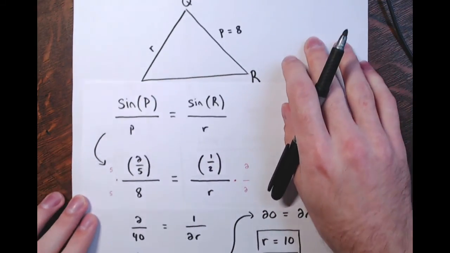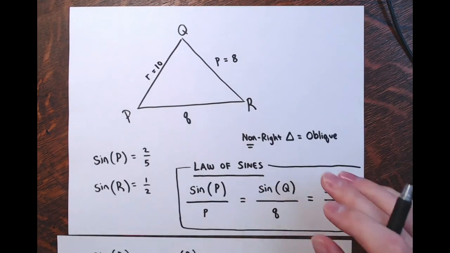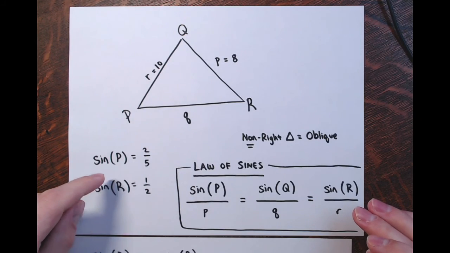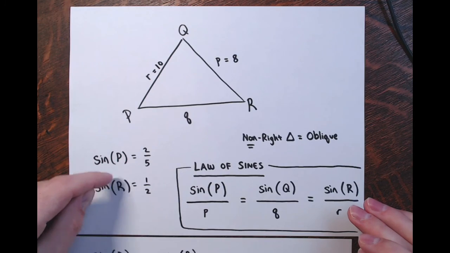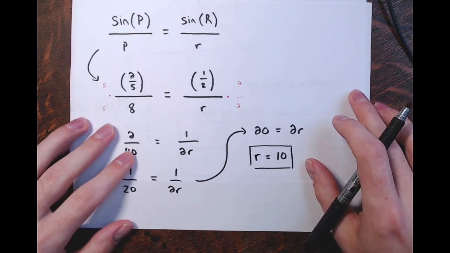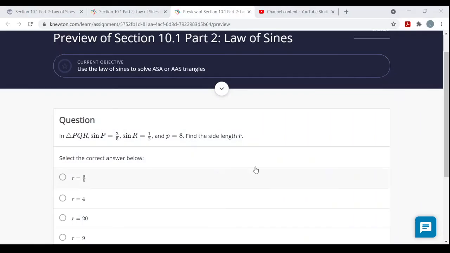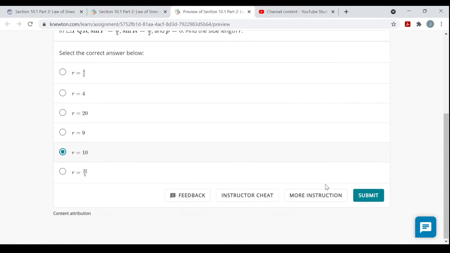All right, little r back in my triangle up here would have to be 10 units long in order for this law of sines to still hold, right? And that's the sine of p divided by little p should be equal to the sine of r divided by little r. All right. So working through all that, we get r equals 10. All right, and that's one of these choices, right? It's a multiple choice one. That's nice.